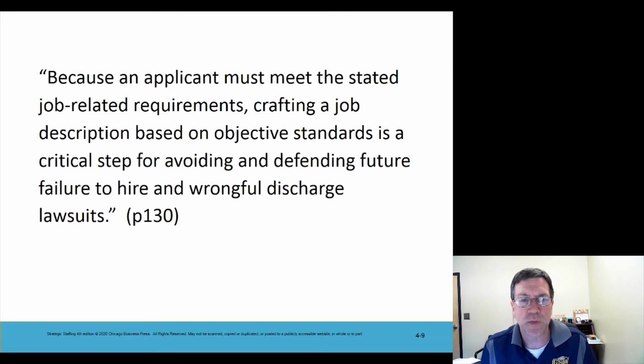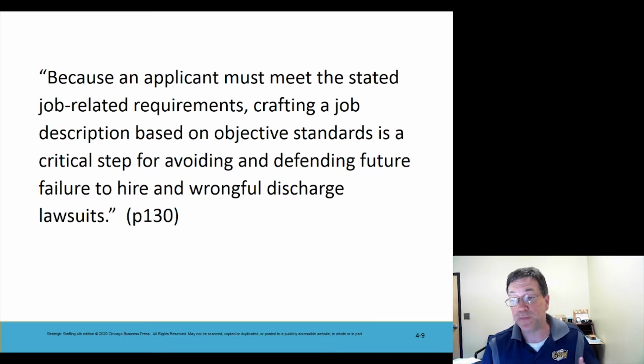The quote goes on though, and it says that because an applicant must meet the stated job related requirements, crafting a job description based on objective standards is a critical step for avoiding and defending future failure to hire and wrongful discharge lawsuits. So in other words, when we understand the functions of a job and the things that you have to be able to do those functions, if we go about the process of designing that document well, creating that job description well, and doing it in a way that is very objective, not biased in any way, it's just a really accurate and truthful synopsis of the things that job does.